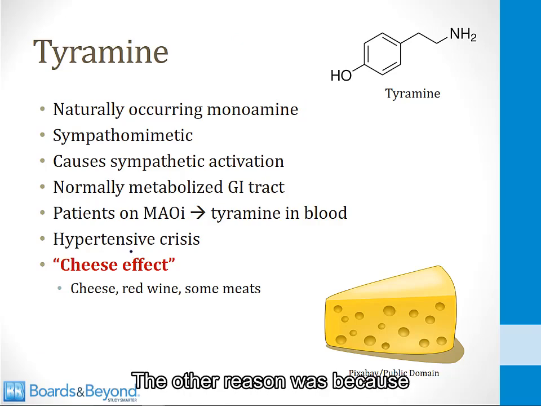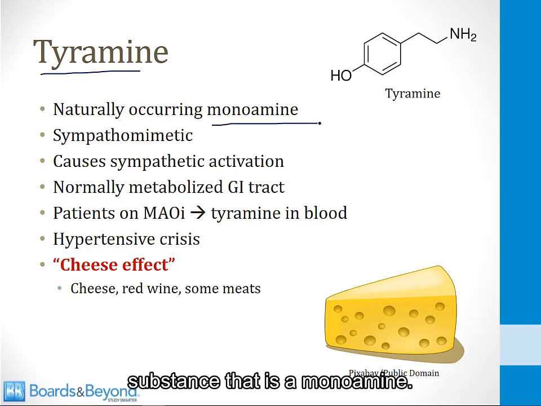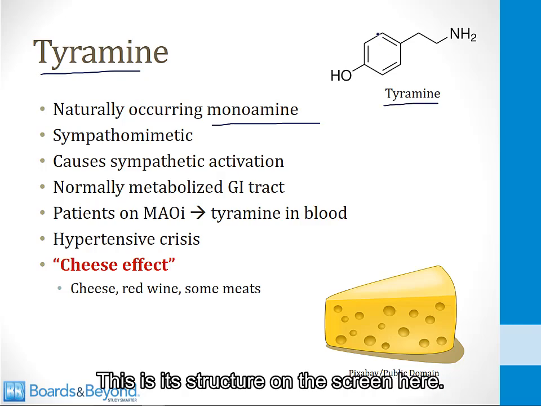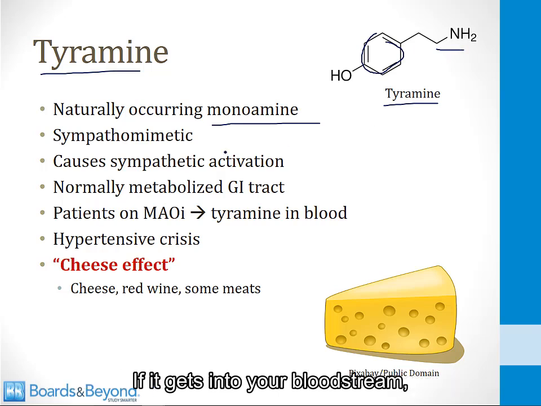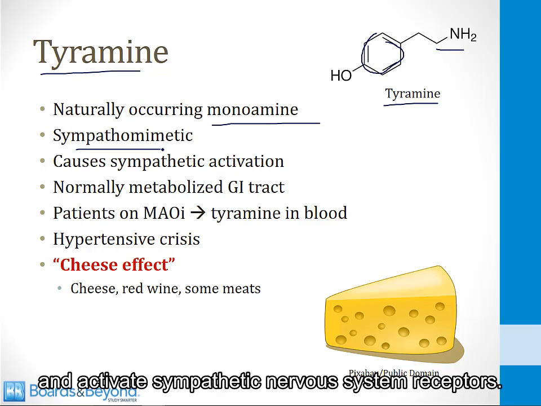The other reason was because of something known as the cheese effect. So let's talk about that now. Tyramine is a naturally occurring substance that is a monoamine. This is its structure on the screen here. It's got a benzene ring attached to a nitrogen group. If it gets into your bloodstream, it can act as a sympathomimetic and activate sympathetic nervous system receptors.